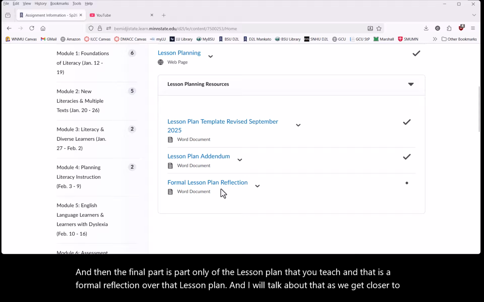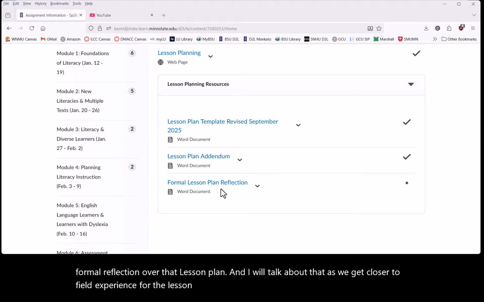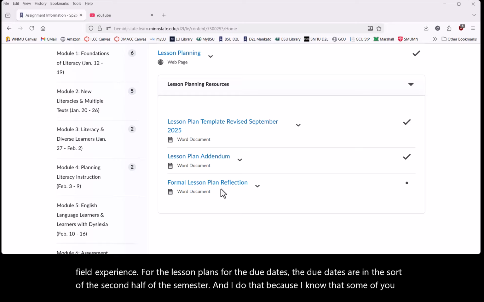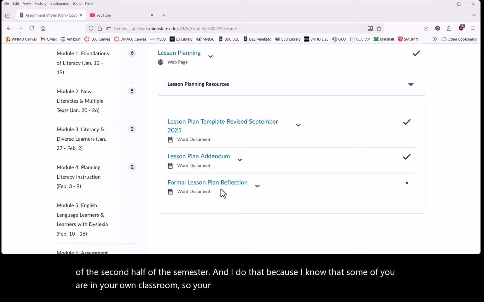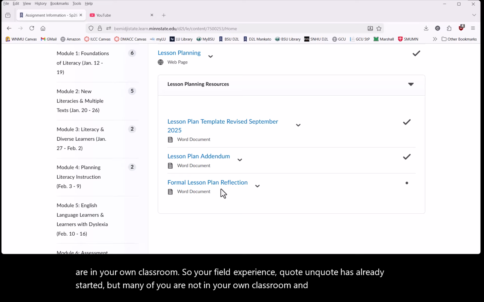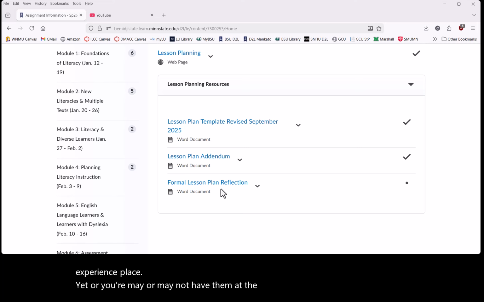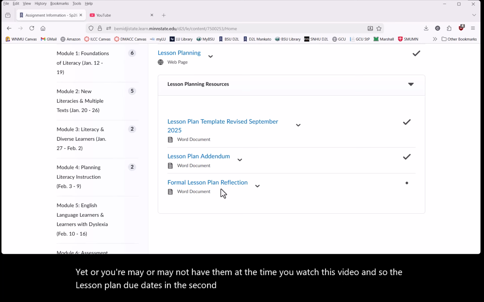For the lesson plans, the due dates are in the second half of the semester. And I do that because I know that some of you are in your own classroom, so your field experience, quote unquote, has already started. But many of you are not in your own classroom and you don't have your field experience placements yet, or you may or may not have them at the time you watch this video. And so the lesson plan due dates in the second half of the semester are a little flexible. They're sort of suggested due dates.